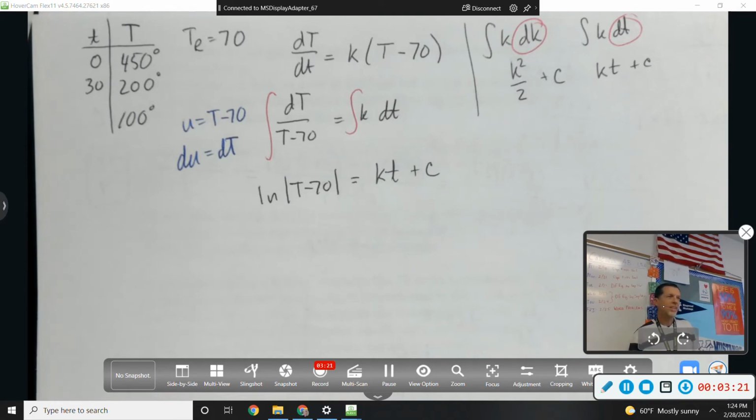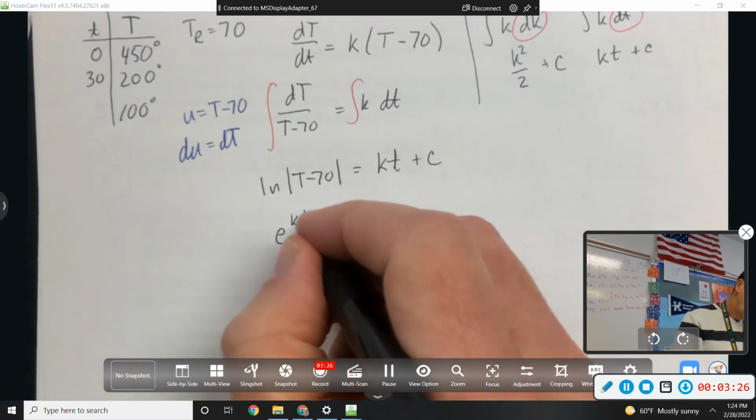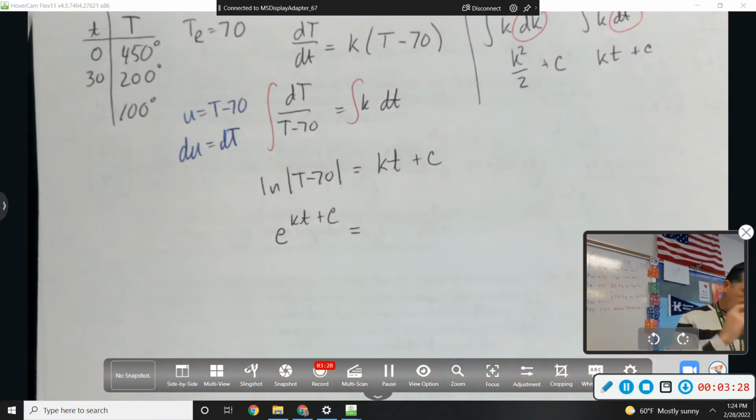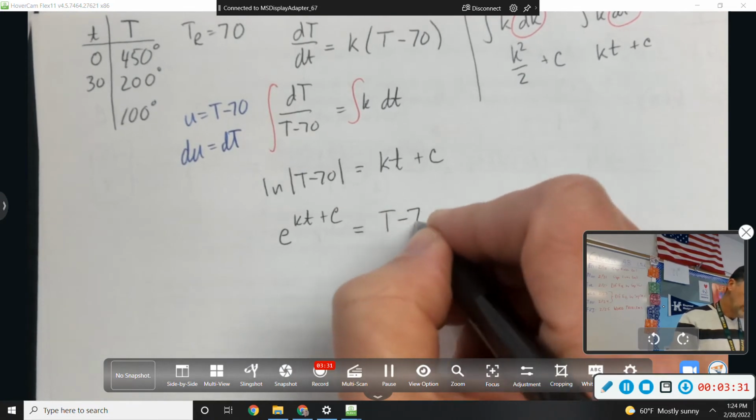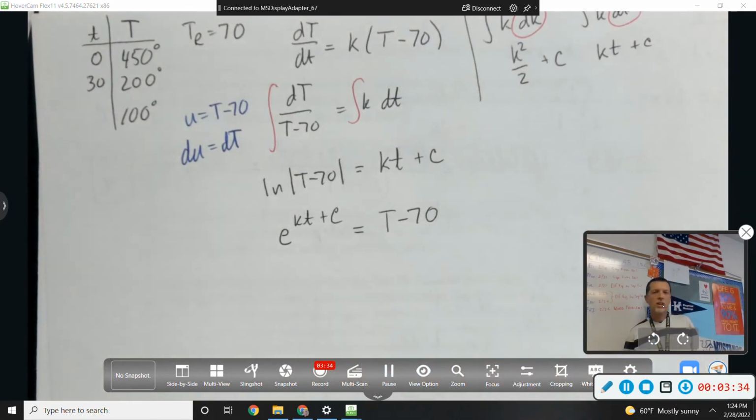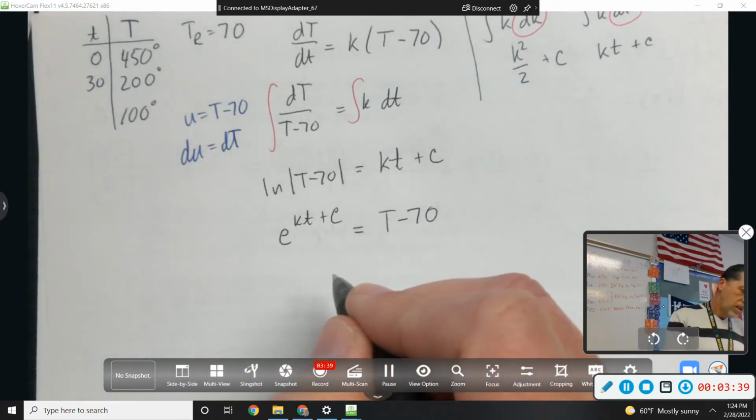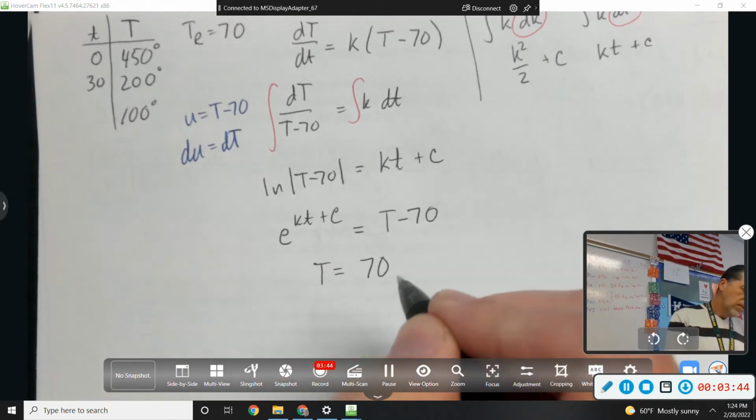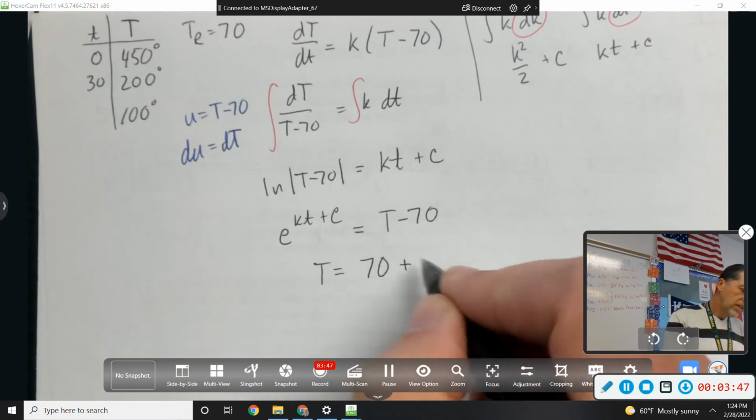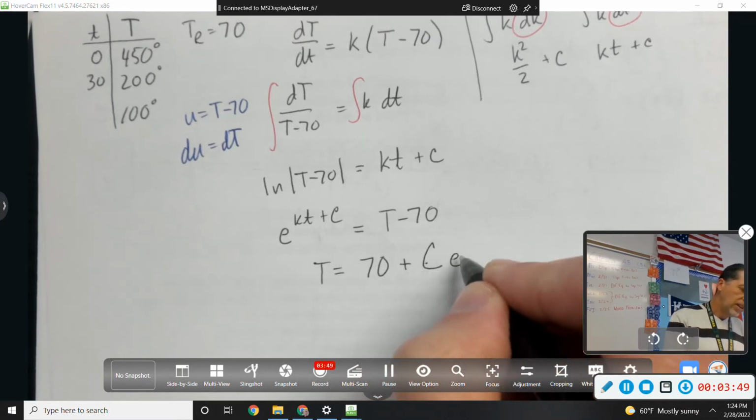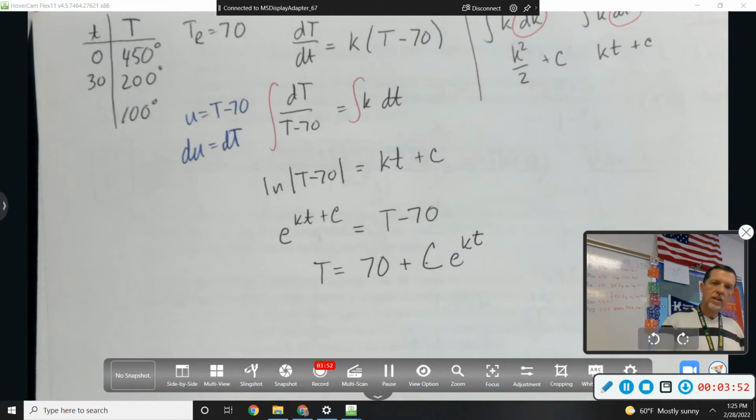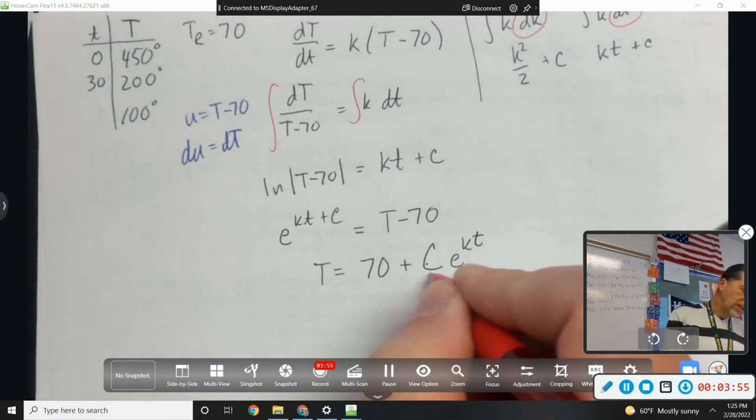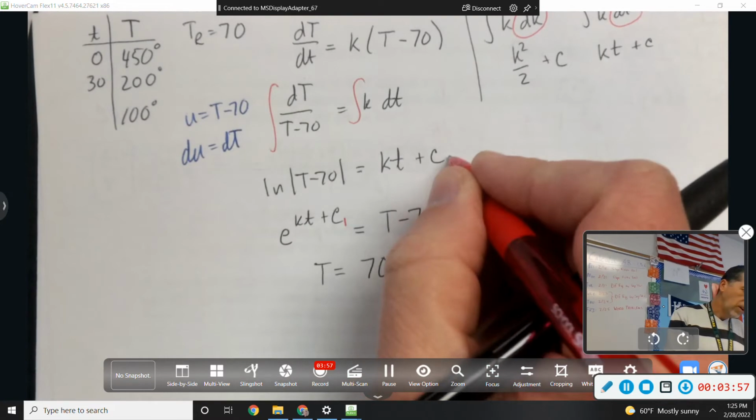What next? Fishhook thing. E to the kt plus c equals T minus 70. So T equals 70 plus, oh yeah, I can move the c down, C e to the kt. Remember, that's a little bit of a trick. This is a different C than this c up here.